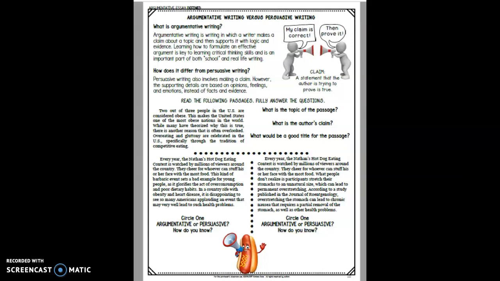What is the topic of the passage? What is the author's claim? What would be a good title for the passage? And then you will also be required on your other response page to answer the questions for the paragraphs down below, which is to decide which is argumentative and which is persuasive.